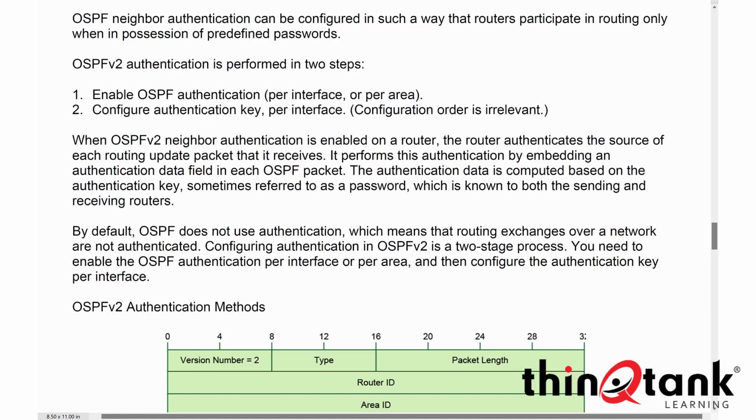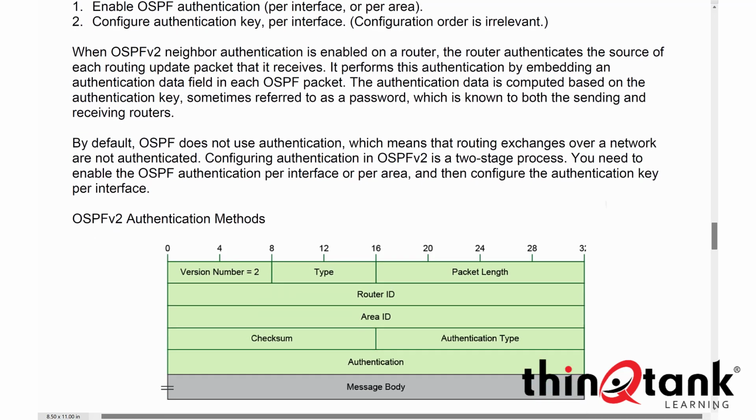In order to configure this classic mode authentication, we're going to enable OSPF authentication. We can either do that at the interface level, or we can do it per area. And then we're going to set up the keying material. That is our authentication key. It doesn't matter which one you do first. Both of them have to be completed in order for authentication to work.